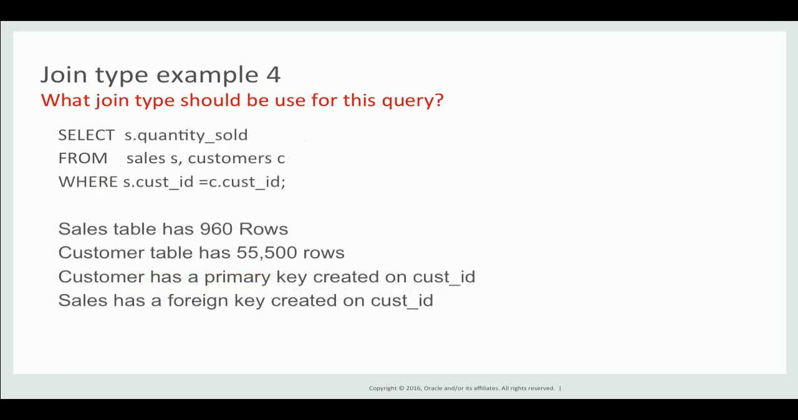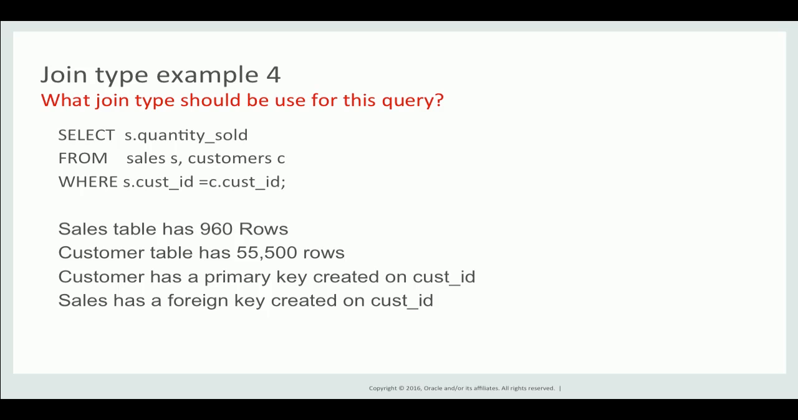It is still correct. Last one. Sales and customer, we're joining this time. It's an equality predicate, so good developer. They've included the join condition on the customer ID. Sales, 960 rows. Customers, 55,500 rows. Customers has a primary key created on customer ID. Sales has a foreign key created on that same customer ID.